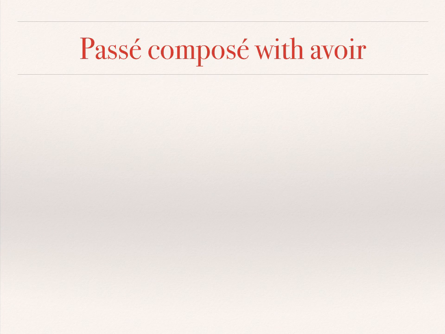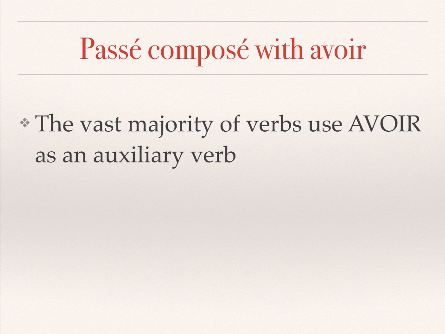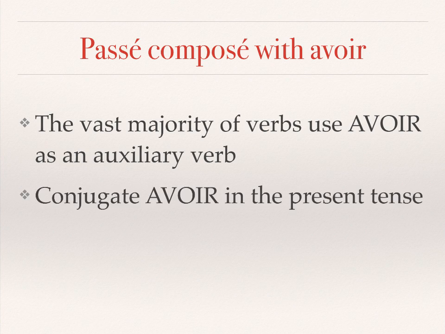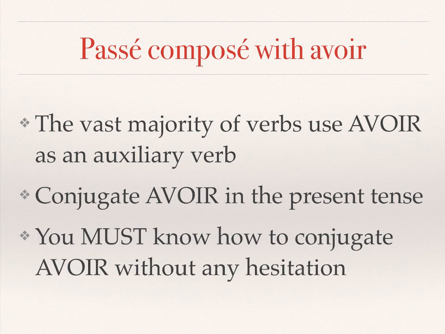So the passé composé with the auxiliary verb avoir. The vast majority of verbs use avoir as an auxiliary verb, and as we've already said before, avoir will be conjugated in the present tense. Now this means that you absolutely must know how to conjugate avoir without any hesitation.